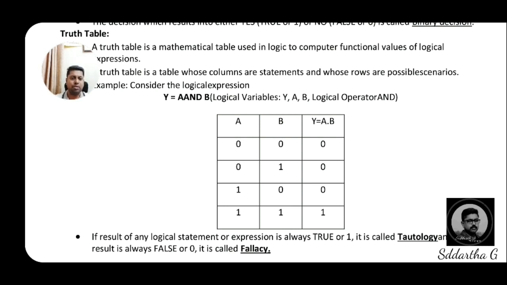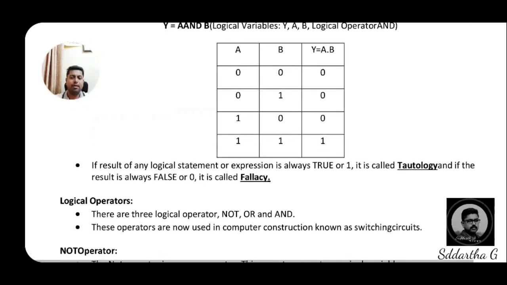So in the above truth table, if the result of any logical statement or expression is always true, or always a 1, that is called a tautology. And if all the possible outputs in the truth table are false, or 0, that is called a fallacy.